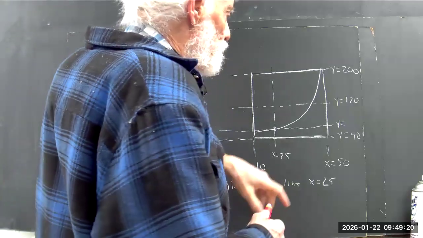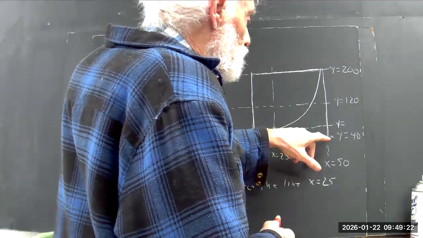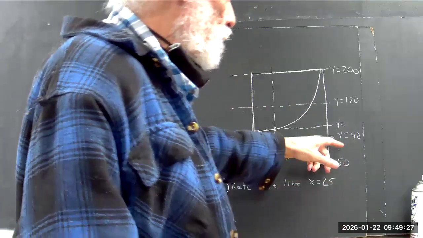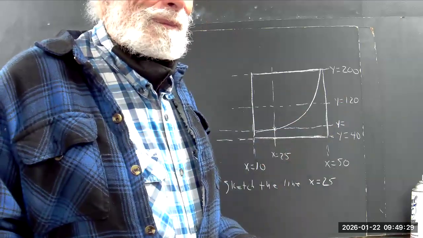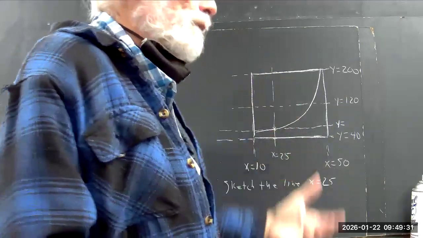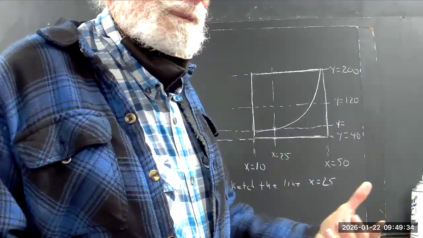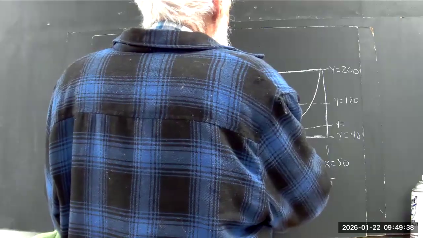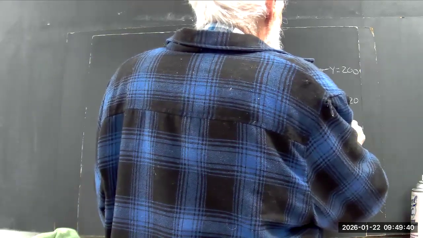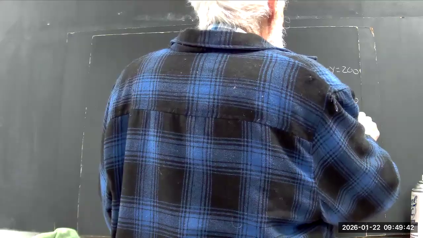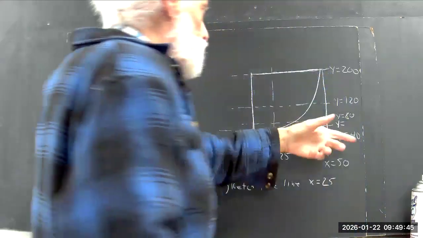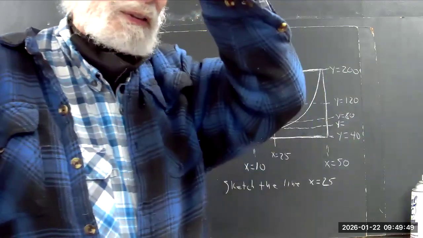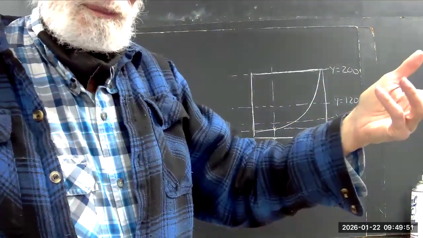Okay, so what's halfway between 40 and 120? Well, we can add 40 and 120. We get 160. Half that is 80. So 80 would be halfway between here and here. So the way you drew your picture is different than the way I drew my picture. 80 was not an unreasonable estimate on your pictures.